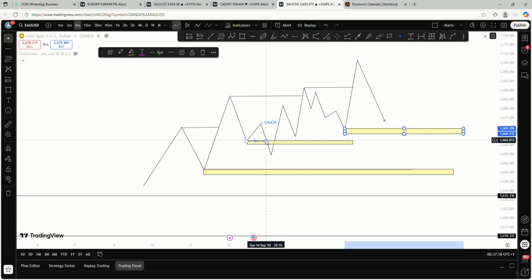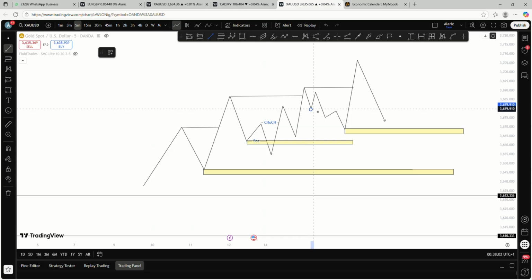Remember, what happened here was the same thing that happened here. This is an internal structure. What will you do? You just mark out this zone. This is a breakout structure to the downside. Then you mark out this zone. This is a breakout structure to the downside.